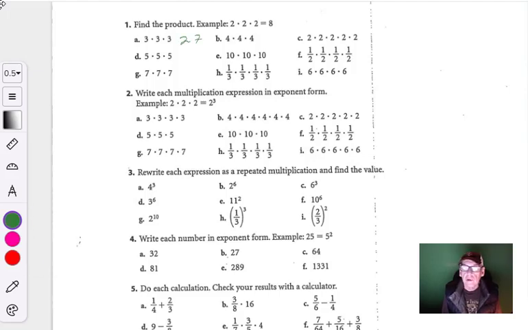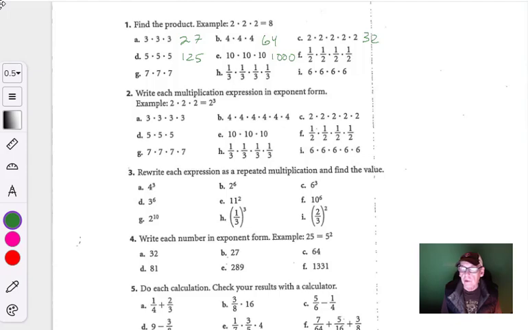4 times 4 times 4 is 64. And 2 to the 5th power is 32. 5 times 5 times 5 is 125. 10 times 10 times 10 is 1,000. With powers of 10, you can just put a 1 down and count the zeros.